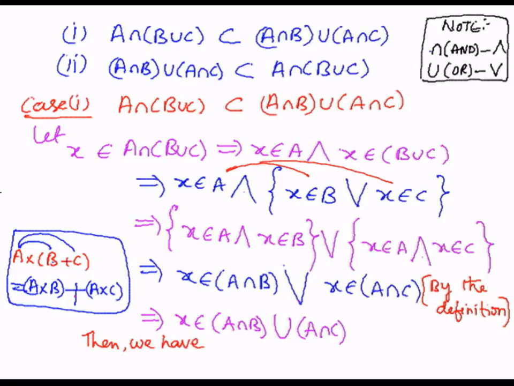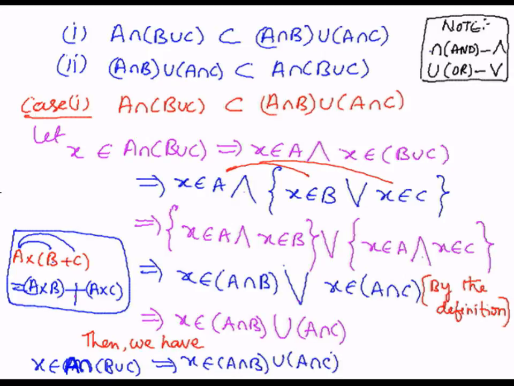Here the LHS is x belongs to A intersection B union C, and that LHS implies the RHS, x belongs to A intersection B union A intersection C. So it indicates that x is an element present in the LHS, that is A intersection of B union C, and x is also present in the RHS, which is A intersection B union A intersection C. So from this it is clear that an element present in the LHS is also an element of the right hand side.